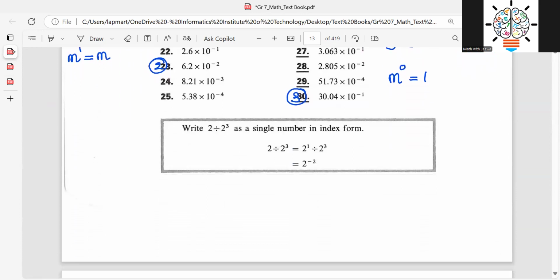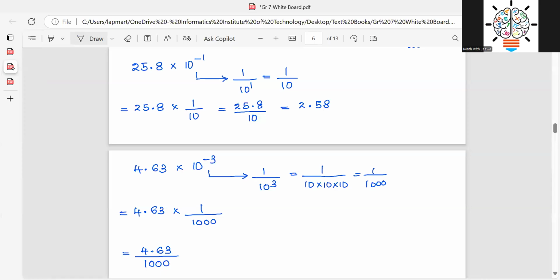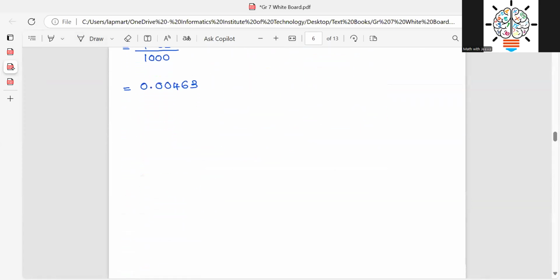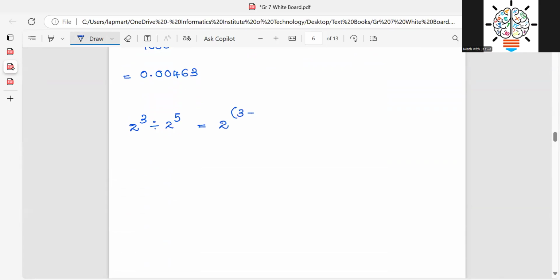Okay, right. Another example I want to explain to you here. Let's say you have something like this: 2 to the power of 3 divided by 2 to the power of 5. Now what happened, children? Then you want to subtract the indices, 3 minus 5. What will be the answer? It is 2 to the power of negative 2.